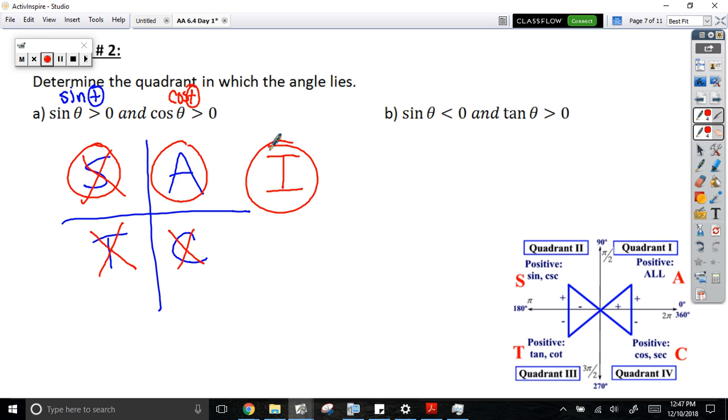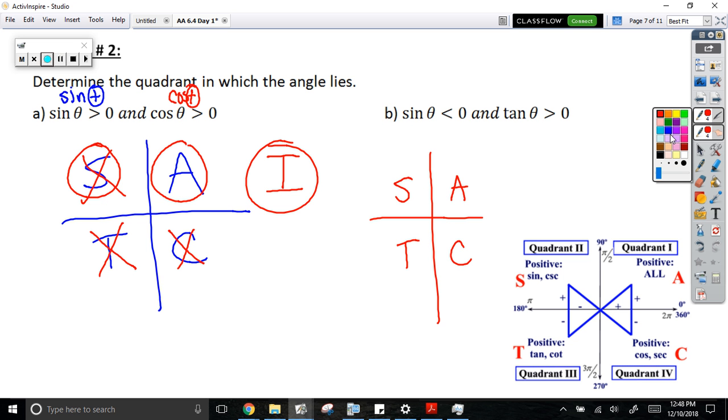Okay, next one, draw your template. All students take calculus. If it says the sine is less than 0, does that mean the sine is positive or negative? Negative. So go to where the sine is positive and eliminate those choices. The sine is positive there, we don't want it. The sine is positive there, we don't want it. So now we have quadrants 3 and 4 left.